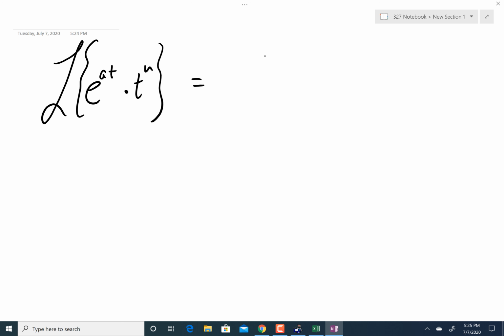Now, there's one more thing I wanted to mention, and that is this guy. So e to the at times t to the n. What if you ran into this beast? What was the Laplace transform of this guy? Turns out it's n factorial over s minus a to the n plus 1. Where s is bigger than a. There you go. Cool. And that's all there is to it.